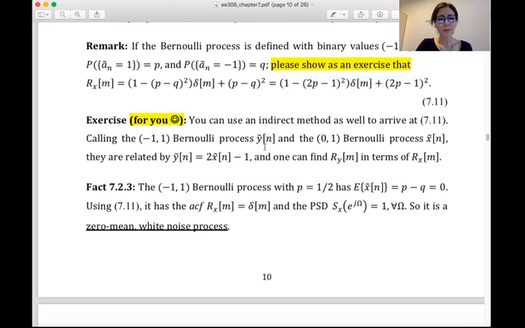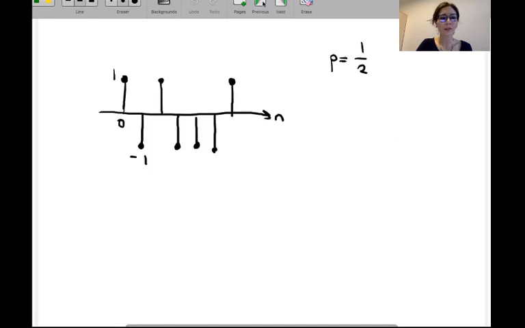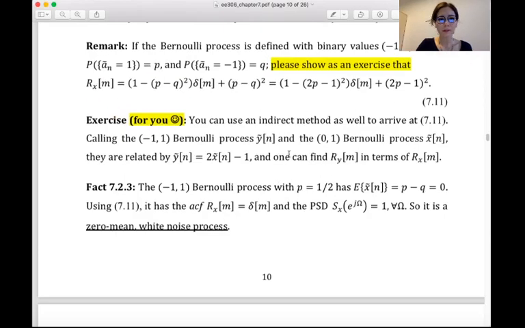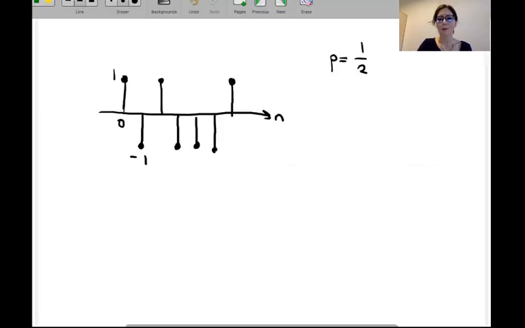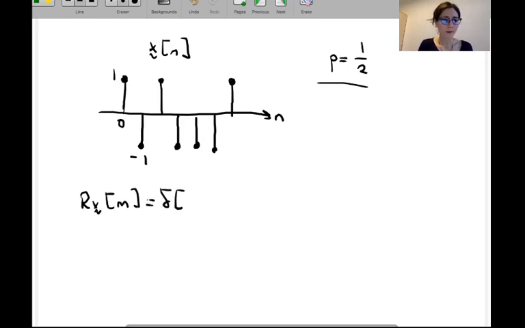Now, the -1/1 Bernoulli process has an interesting property. If you take p equal to 1/2, going back to the expressions, this term is going to disappear, and this term is going to come out as 1. So you get the ACF of the random process as equal to delta of m. So when p is equal to 1/2, let's call this x now for simplicity, the -1/1 Bernoulli process with parameter p equal to 1/2 has the autocorrelation function equal to delta of m. So the ACF is just an impulse at m equals 0.